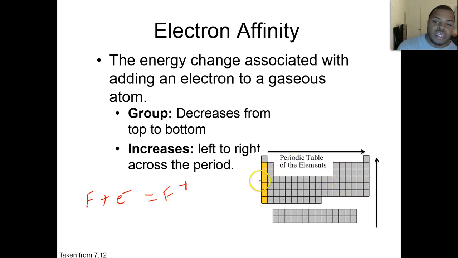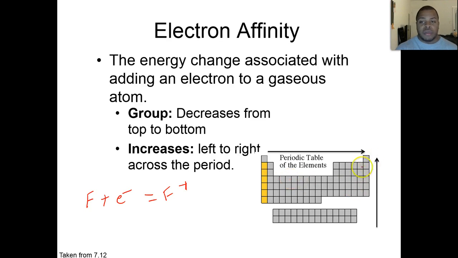Whereas over here, it would actually take more energy. You'd have to put in more energy to try to get these to actually take this electron. Remember, our metals want to get rid of electrons. They want to try to get rid of it so that they can be like our noble gases. So it's going to be a harder fight to give them a smaller amount of energy change in order for them to actually take on an electron.